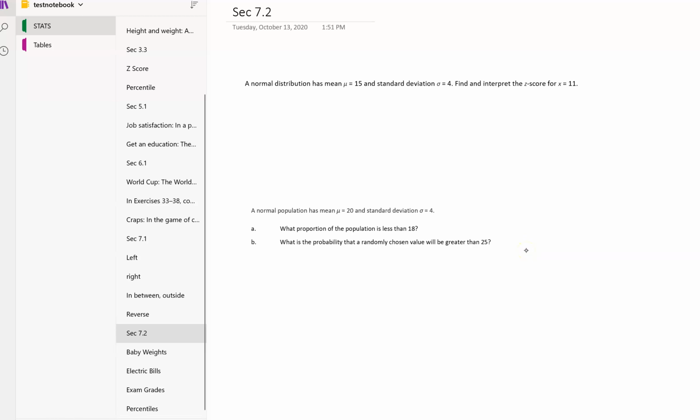Section 7.2, homework problems. A normal distribution has a mean of 15 and a standard deviation of 4. Find and interpret a z-score of x equals 11. So z is equal to x minus mu divided by sigma. So x is 11 minus mu, which is 15, divided by sigma, which is 4. So this is minus 4 over 4, which is a minus 1. This means that a value of 11 is 1 standard deviation below the mean.